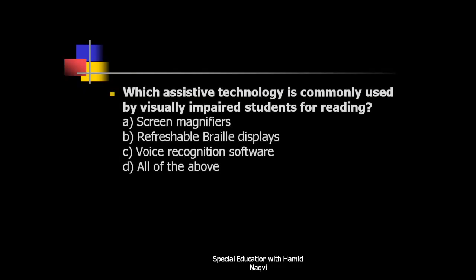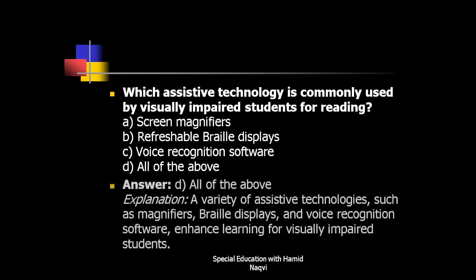impaired children. Next is which assistive technology is commonly used by visually impaired students for reading? Screen magnifier, refreshable Braille displays, voice recognition software, or all of the above? Answer is all of the above, because a variety of assistive technologies such as magnifiers, Braille displays, and voice recognition software enhance learning for visually impaired students.